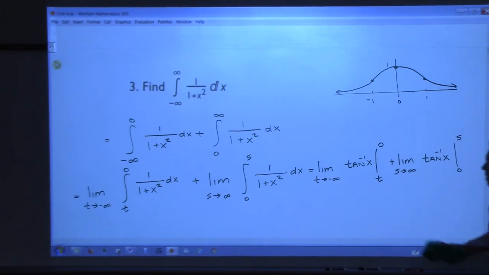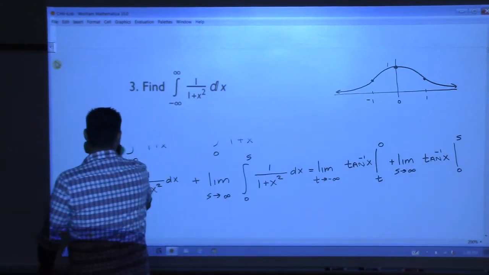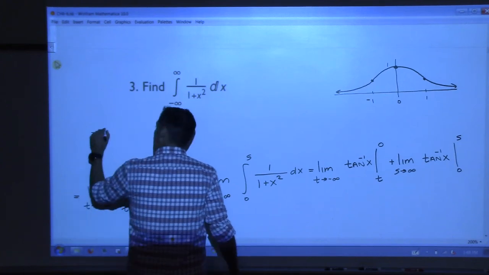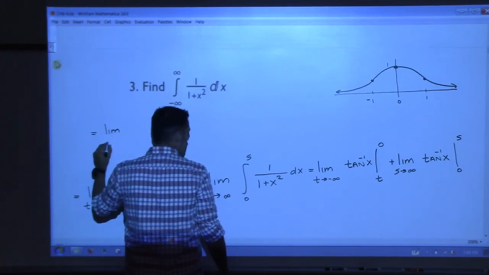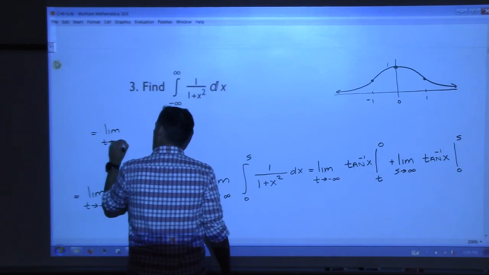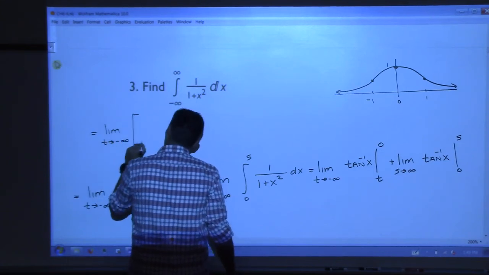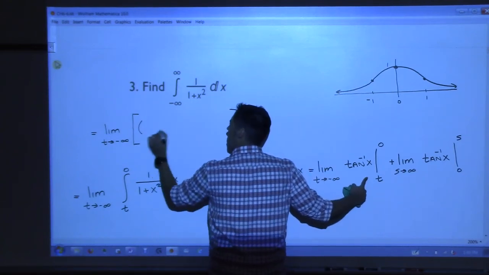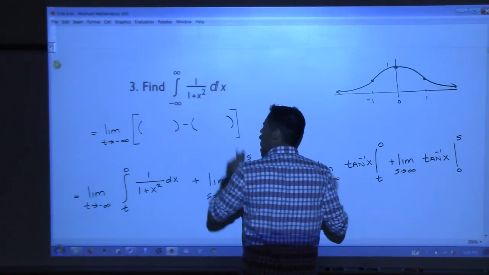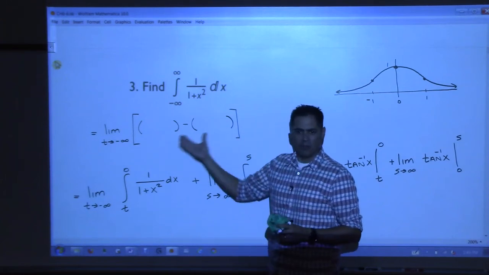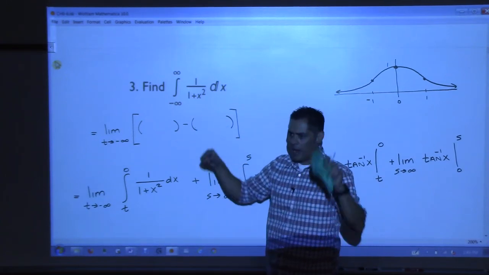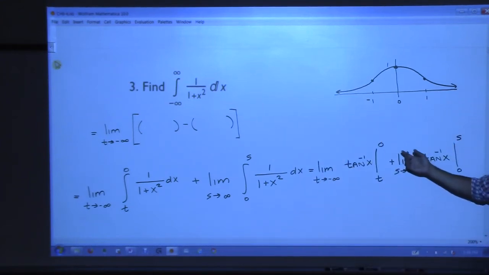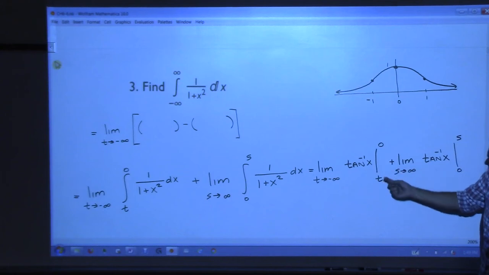Okay, I need another line here. I'm running out of space. So this is going to become equal to, all right, got to write the limit again. Just the way it goes. Now I'm going to do this first evaluation right here. So I'm going to need a bracket, maybe 2 sets of parentheses like that. I'm doing this every time: a bracket, 2 sets of parentheses, and I'm going to plug in 0 first, and then t goes in.